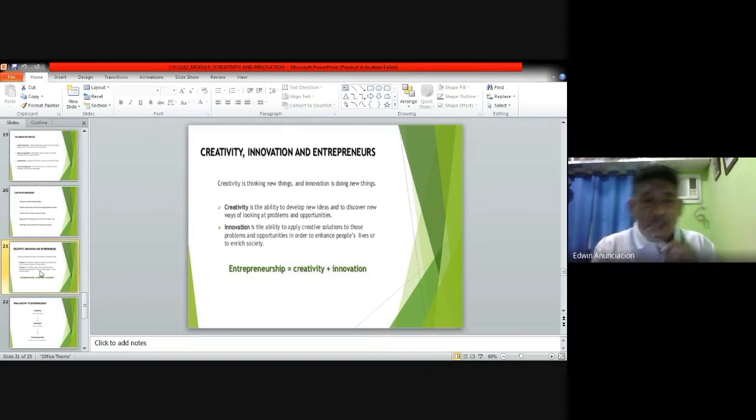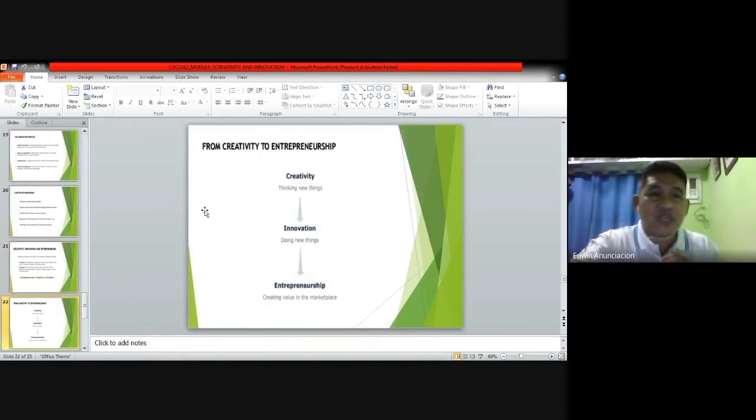Therefore, okay, entrepreneurship is equals to creativity, a new idea and innovation putting into action for us to enhance products and services which can improve also the society, the community, and people's to satisfy people. Okay? So from creativity to entrepreneurship, ito po yan, creativity means thinking new things. Ayan po, di ba? Yung ideas.